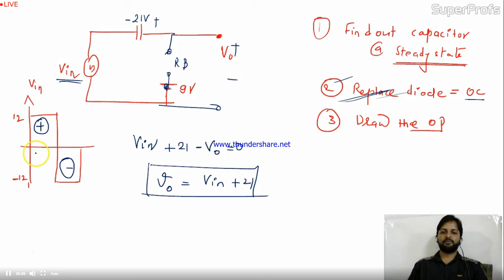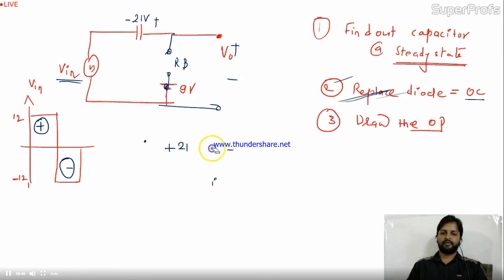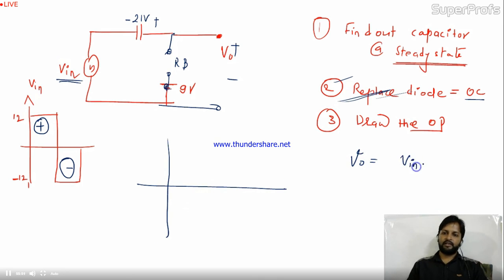So if this is the input, what will be the output? I'm going to draw it. Okay, let me clear some parts so it will be easy to draw. Here I'll draw the output waveform. Okay, my output is V in plus 21. This is the V in. This 12 will go to 12 plus 21. This is the 12 point, right? So 12 plus 21 will be 33. This point will go to 33. This is 33. What about this?